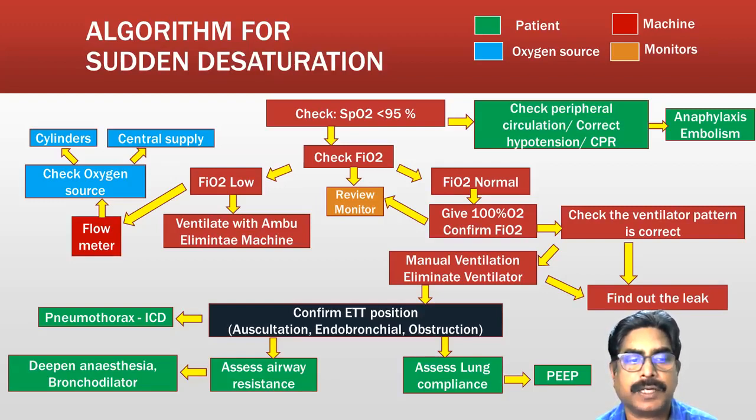If there is a pneumothorax, put in an ICD. Then you assess the airway resistance. If the airway resistance is high, you deepen the anesthesia or use a bronchodilator. Then assess the lung compliance. If the lung compliance is increased, then you apply PEEP. In one limb, you check the peripheral circulation also. If the peripheral circulation is absent and there is shock or hypotension, you start CPR and rule out anaphylaxis and embolism. So this is a simple algorithm you can use everywhere. You can come to a diagnosis within 3 minutes and you can rectify the hypoxia also.